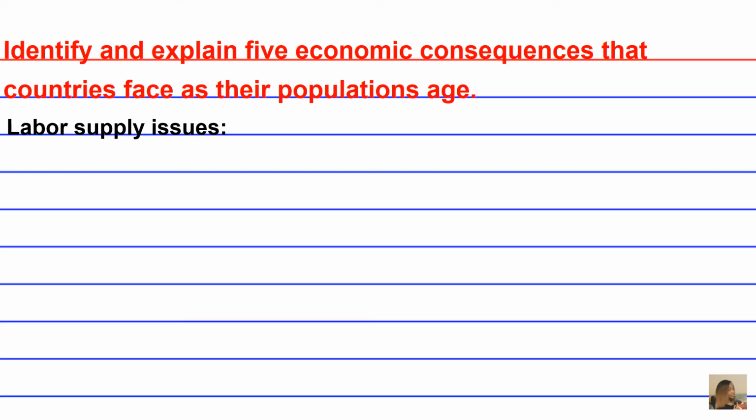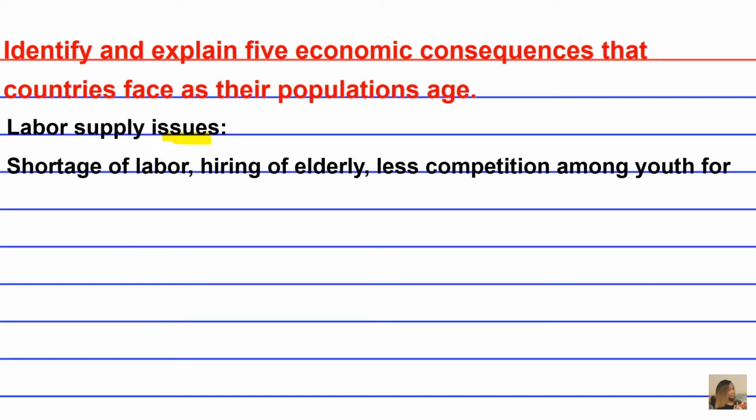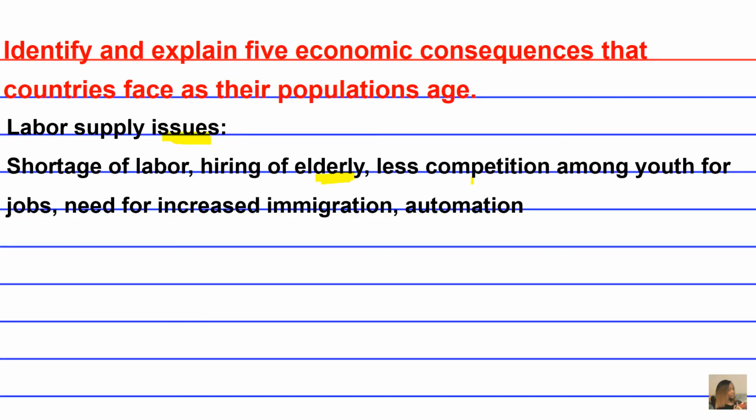A third economic consequence that countries face as their population ages is labor supply issues. This kind of piggybacks on the previous consequence, but I'll give you some time to ponder over it. So, a shortage of labor, then the elderly become hired. There's less competition among youth for jobs and a need for increased immigration and automation to supply a labor force.